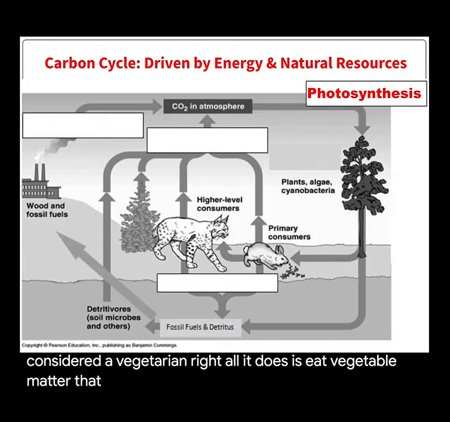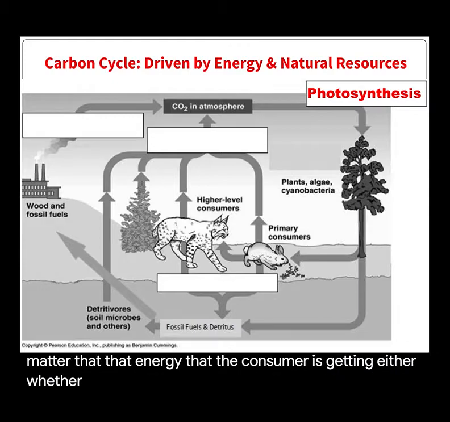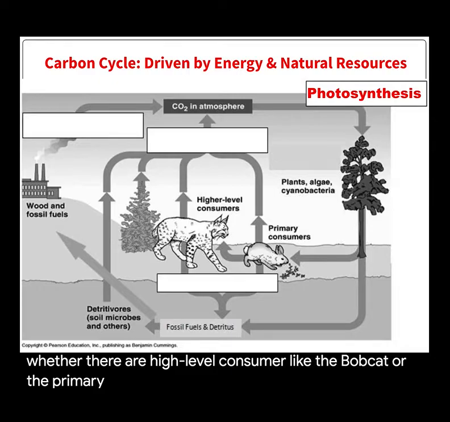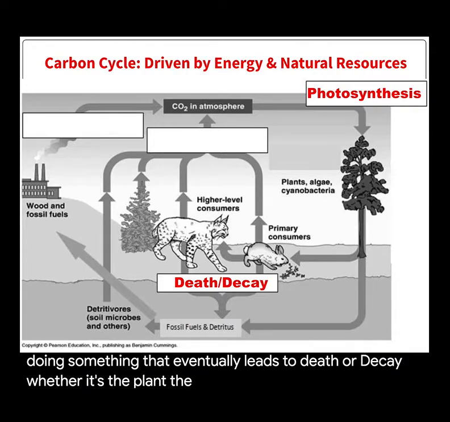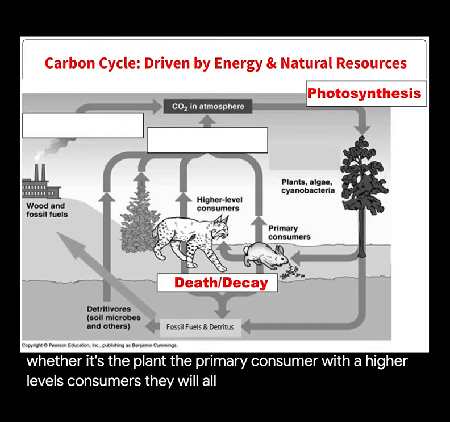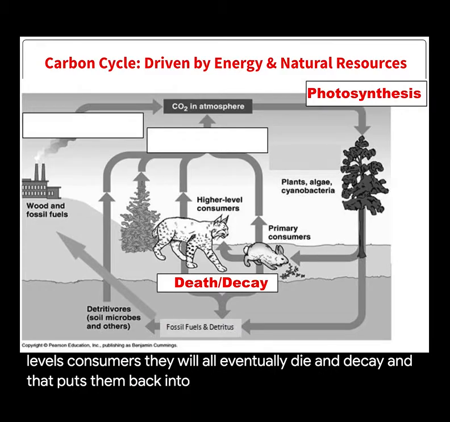That energy that the consumer is getting, whether they're a high level consumer like the bobcat or the primary consumer like the rabbit, all of those things are doing something that eventually leads to death or decay, whether it's the plant, the primary consumer, or the higher level consumers. They will all eventually die and decay, and that puts them back into the earth as a form of carbon.